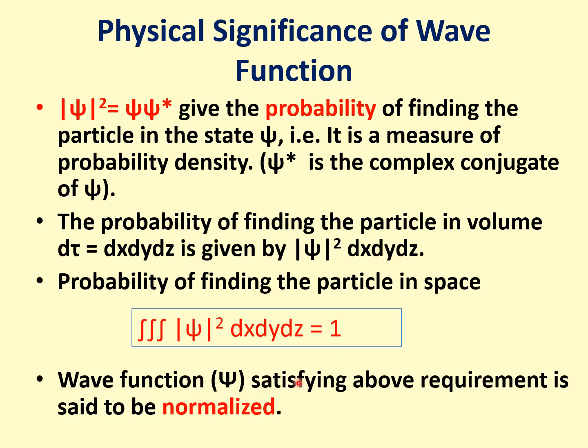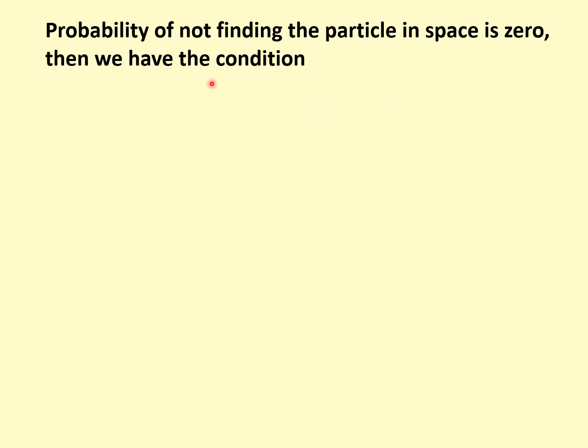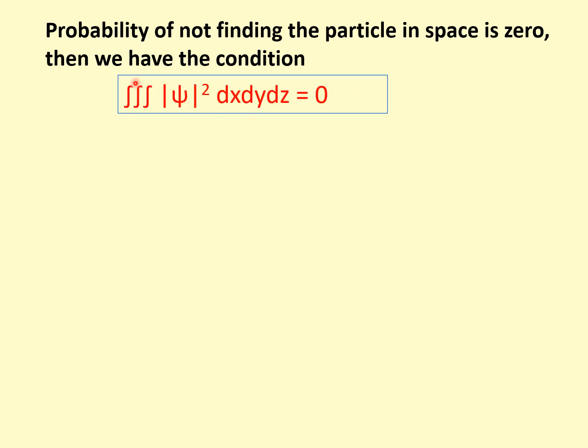A wave function psi satisfying this requirement is known as normalized, and the probability of not finding the particle in the space is 0. Then we can say that the volume integral of psi square d tau equals 0.